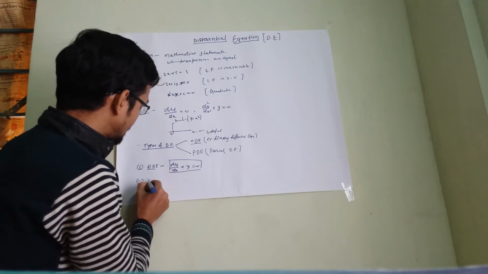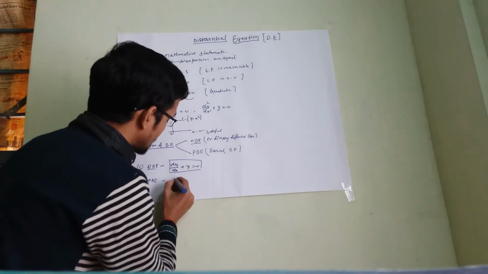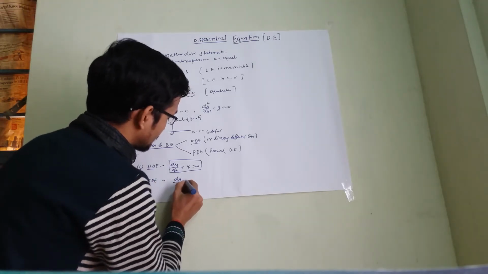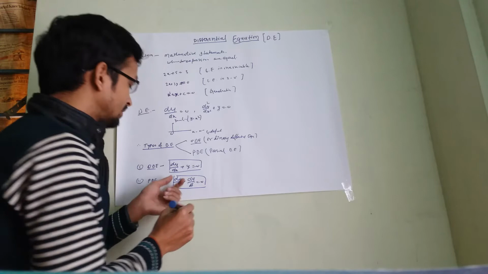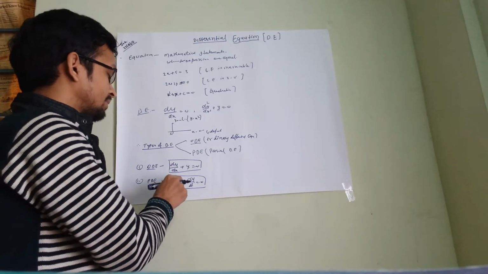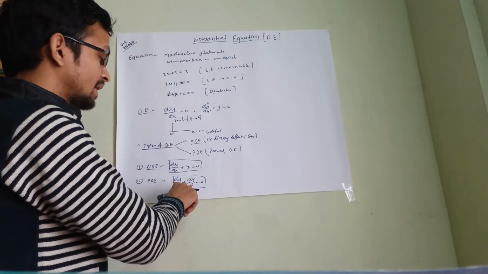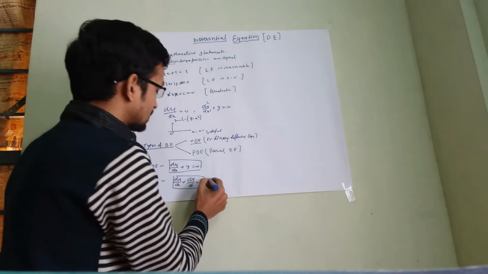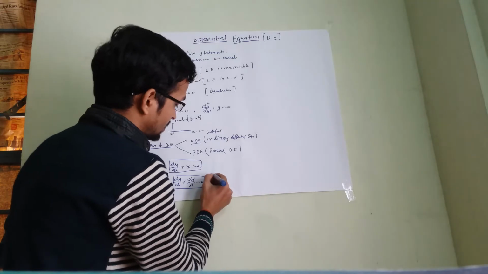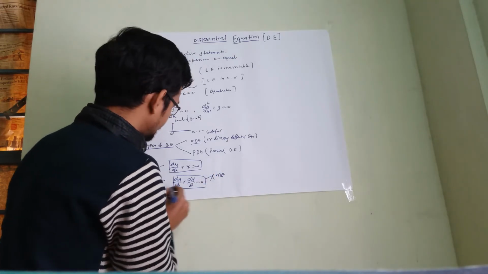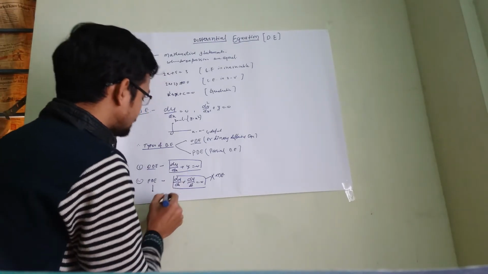Next, see the partial differential equation. We see, let the function be dy by dx plus dy by dt is equal to 0. Here you see the function y depends on x, and here also y depends on t. So this is not an ODE.